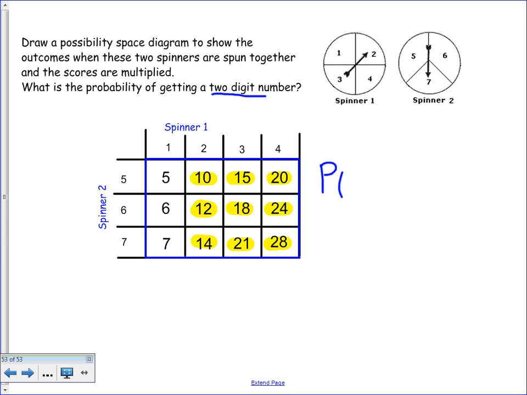Probability of getting a 2-digit number is, we've circled 9 out of a total of 12 numbers. So the probability of getting a 2-digit number is 9 out of 12. Or we can simplify this fraction and it will be 3 out of 4.